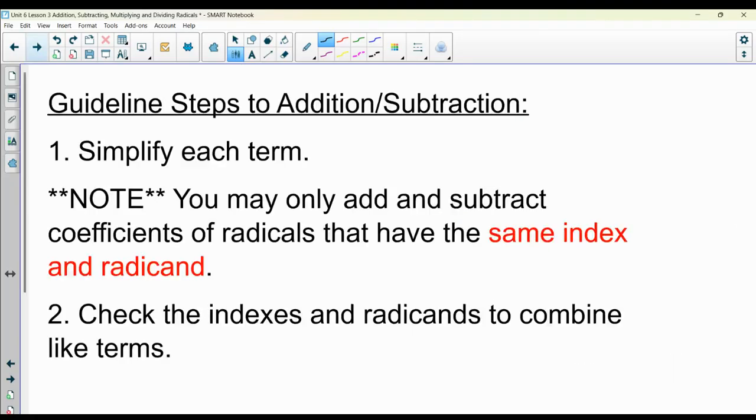Okay, let's talk real quickly about addition and subtraction. So this one, these are pretty straightforward. These typically tend to be quick. There aren't too many questions that we'll throw at you that have variables. It's mostly just numbers, but the goal is to simplify each term and then combine like terms. Now, what do we consider like terms? There are 2 criteria here. Like terms have to have the same index and the same radicand.